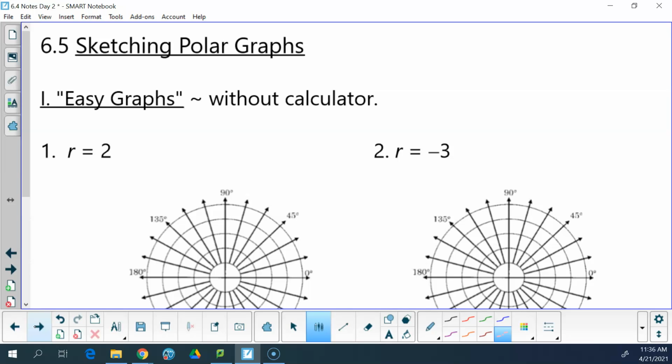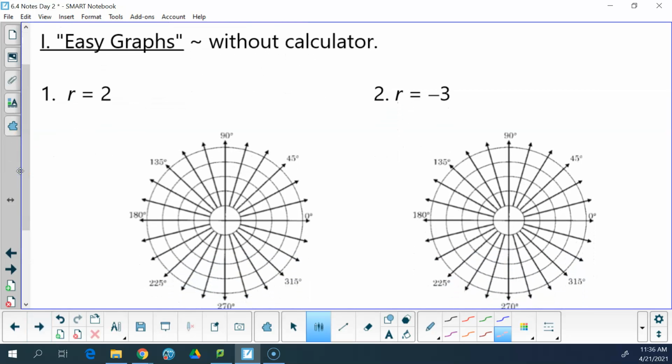So what this first problem is telling me is that we want all of the points 2 units away from the pole. Okay. Remember, the pole is the center of the graph. So we want all points 2 units away from that.